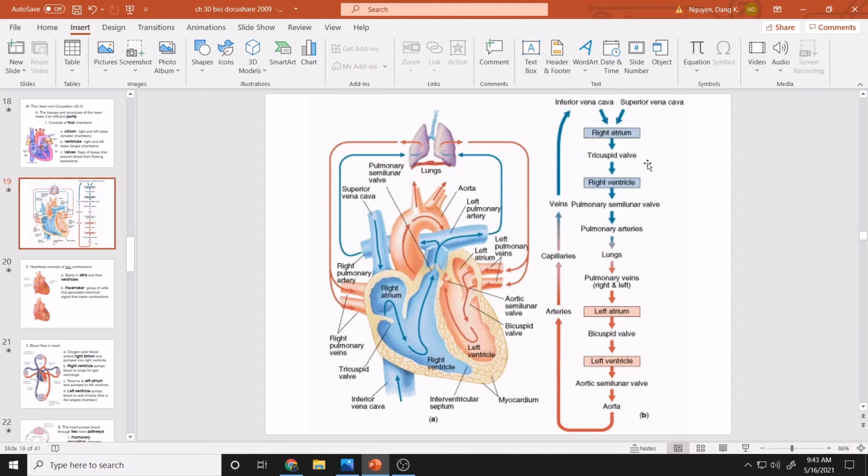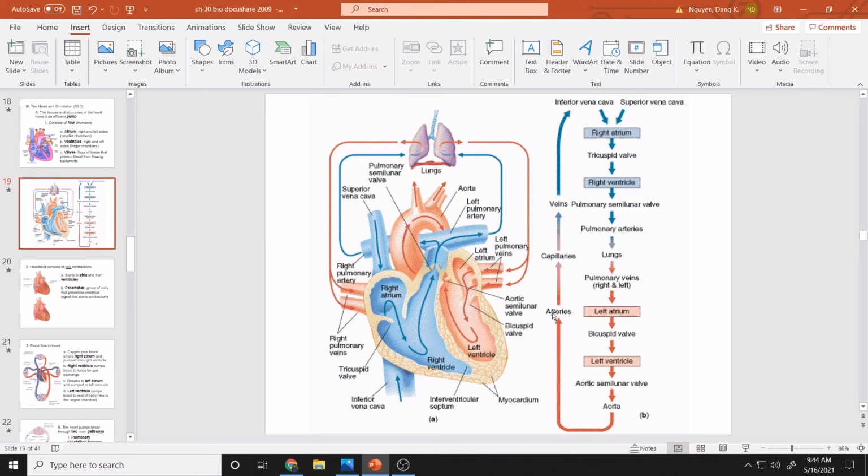So right atrium, through the tricuspid valve, right ventricle, the heart contracts, sends the blood to the lungs, and in the lungs it gets oxygenated again. It travels from the lungs back out through the pulmonary veins to the left atrium, bicuspid valve, left ventricle, and then through the aorta, where it travels through the arteries.